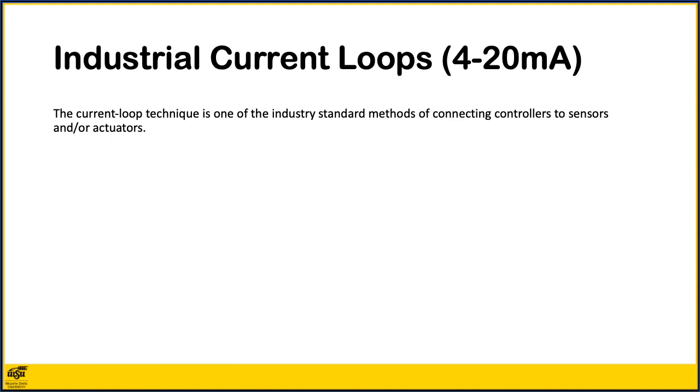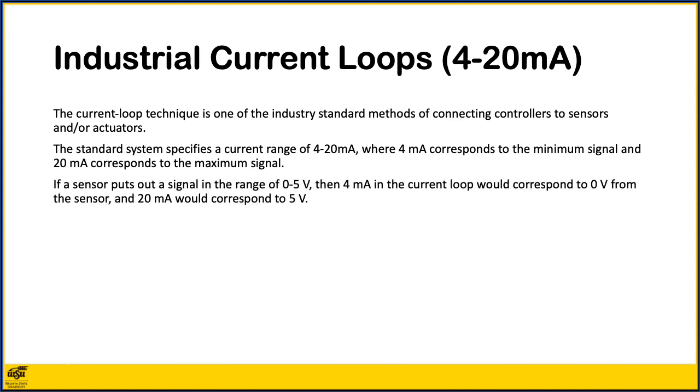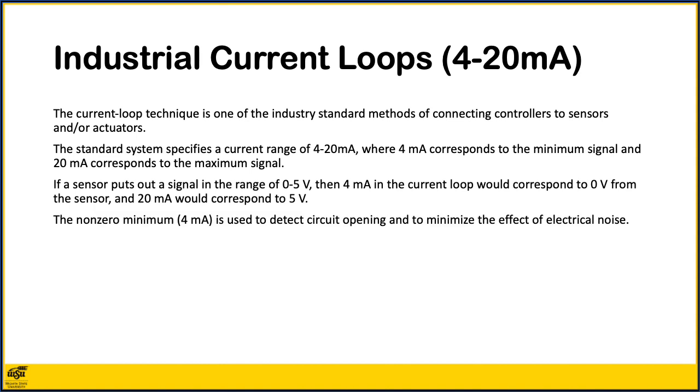The current loop technique is one of the industry standard methods of connecting controllers to sensors and/or actuators. The standard system specifies a current range of 4 to 20 milliamps, where 4 milliamps corresponds to the minimum signal and 20 milliamps corresponds to the maximum signal. For example, if a sensor puts out a signal in the range of 0 to 5 volts, then 4 milliamps in the current loop would correspond to 0 volts from the sensor, and 20 milliamps would correspond to 5 volts. The non-zero minimum, 4 milliamps, is used to detect circuit opening and to minimize the effect of electrical noise.